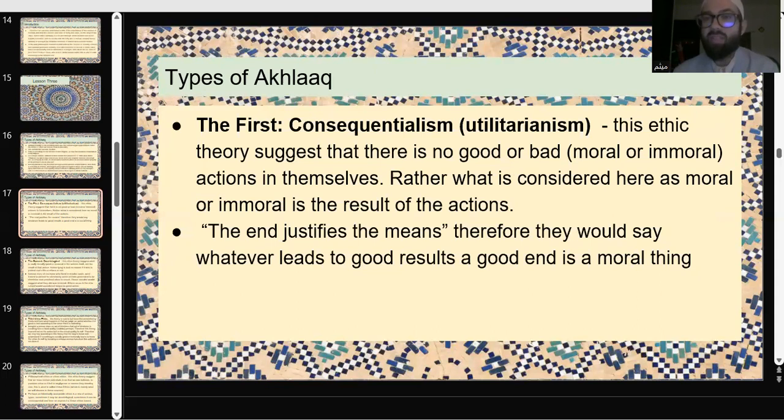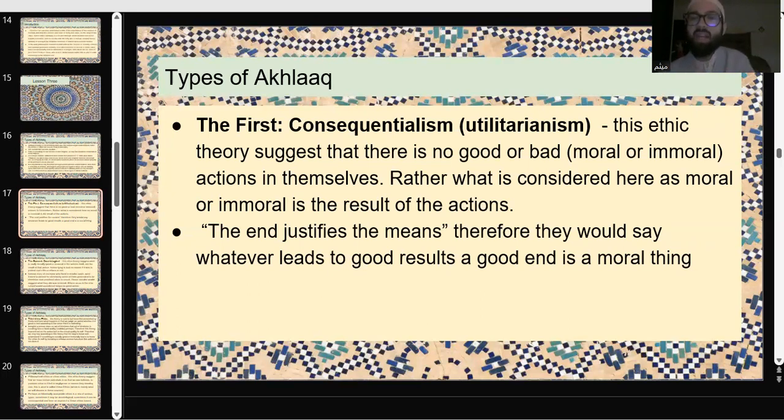Utilitarianism, consequentialism. So this ethical theory suggests that there is no good or bad. There's no moral good and no immoral bad. This theory is suggesting there's no good or bad, as in moral goodness or immoral badness.